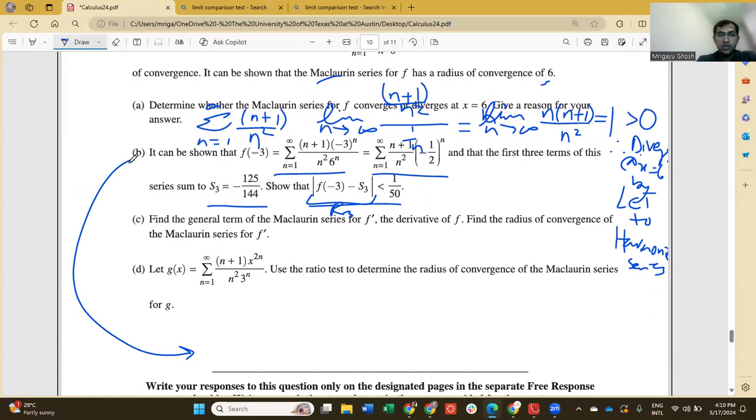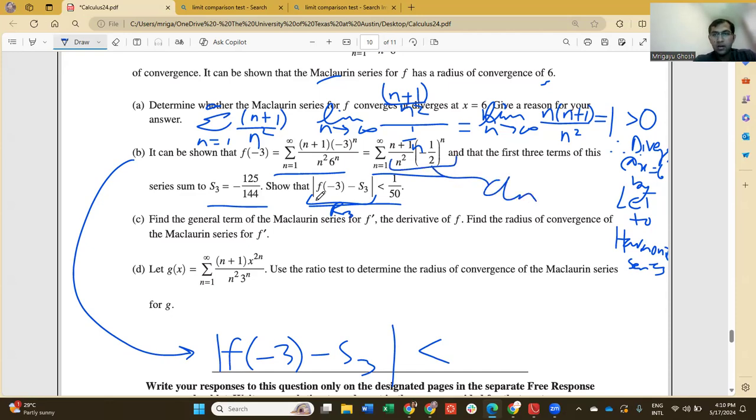So what I do know is that the remainder is bounded by the next term. I don't know how to write this. If I call this sequence in here a sub n, then I can write it as less than a sub 4. Yes, I can do that. Yeah, that's valid. And what is a sub 4? Well, I just have to plug in n equals 4, right?